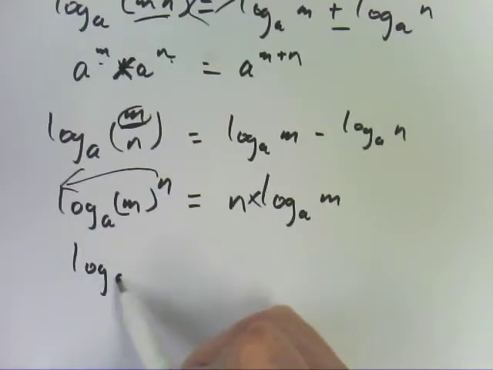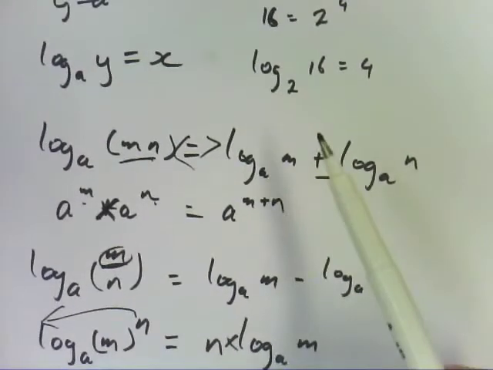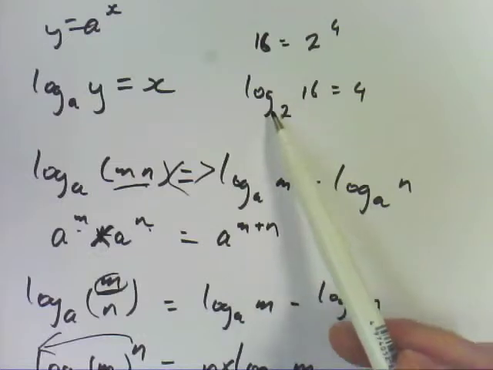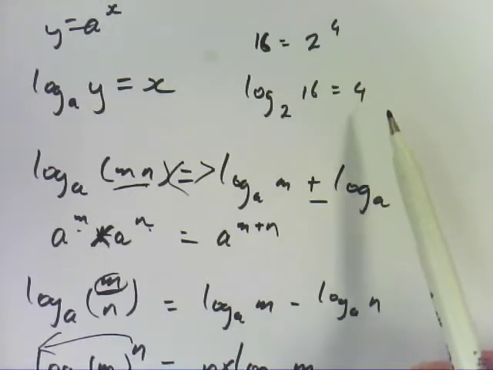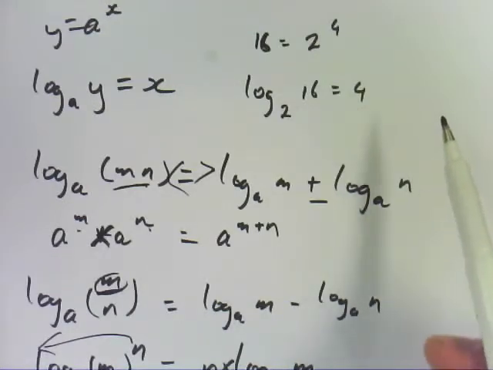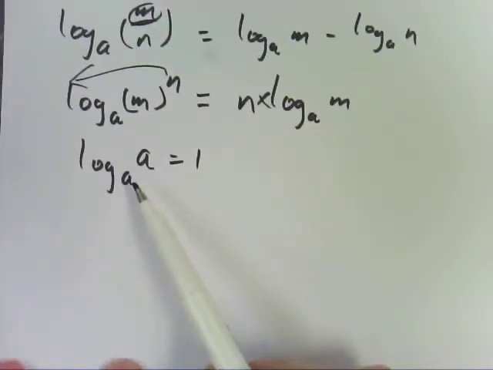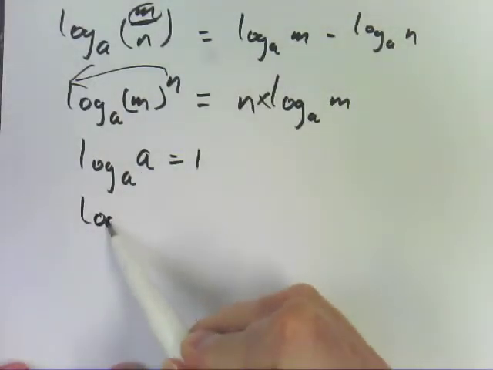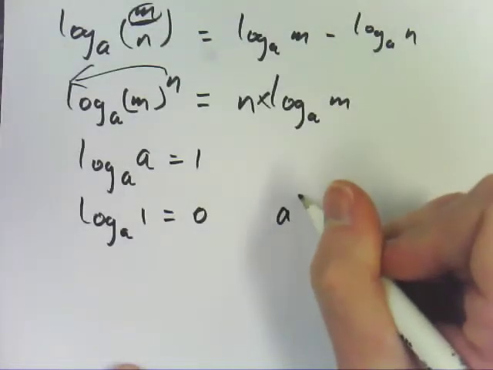Log a of a is 1. If we go back up here, how many times does 2 multiply by itself to give 2? 2 multiplies by itself 1 times to get 2. It doesn't quite work like that, does it? But if you're doing log to the base a of a, then it's 1. It just comes out as 1. And log a of 1 is always 0. Relate that one to a to the 0 equals 1.